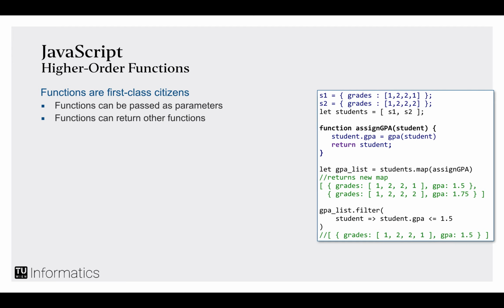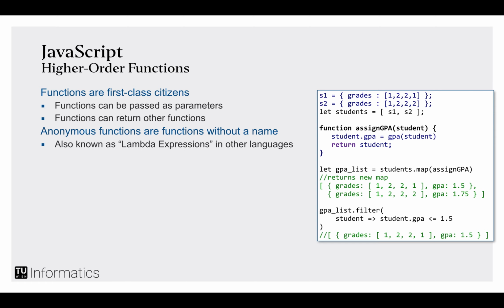And for those of you who have heard about functional programming before, or things like higher order functions, this is what functions in JavaScript are. They're first-class citizens. They can be passed as parameters, and they can be returned by other functions. And then we have a certain thing called anonymous functions, and those are functions that don't have a name. And this is something that you usually use if you pass a function as a parameter somewhere. So those things are sometimes known as lambda expressions in other languages. So you've heard maybe that term before.